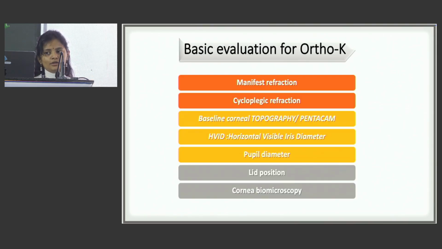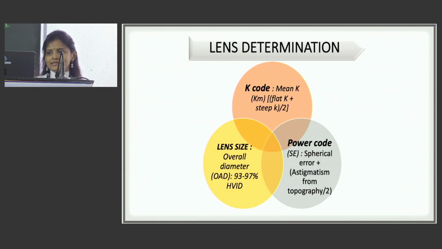So this is the basic evaluation that we usually do. We do a manifest refraction, we do a cycloplegic refraction. We take a baseline topography, a Pentacam. We look at the horizontal visible iris diameter. This is very important when you first choose which ortho-K lenses to put on trial. These other factors also play a role, for example, pupil diameter, lid position, etc.